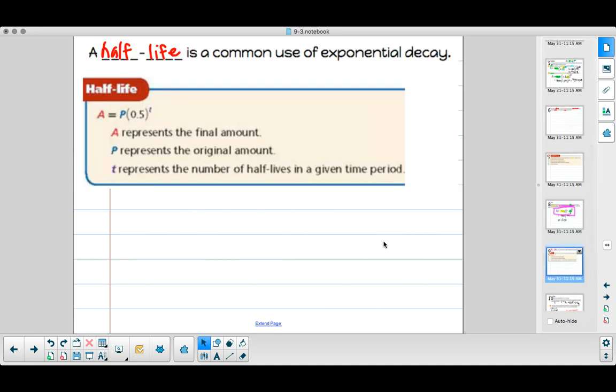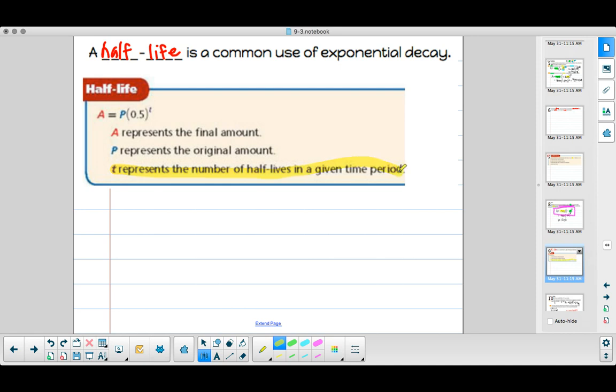A half-life is another common use of exponential decay. A half-life talks about a chemical compound, and it literally is called half-life because the rate of decay is 50% or 0.5. So for a half-life, the function is written as capital A equals capital P times 0.5 raised to the t power. A is again the final amount, and capital P is your starting amount or your original amount, and t is the number of half-lives given in a time period. And this is the key part of a half-life.